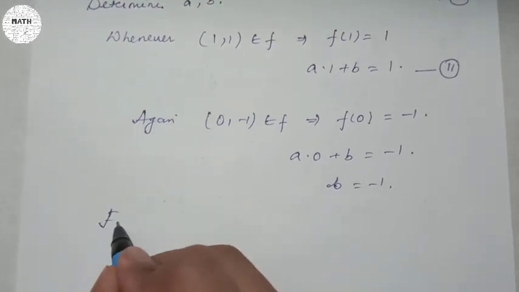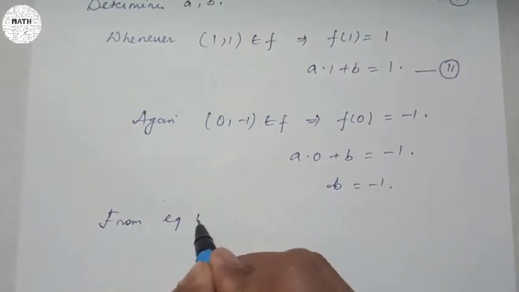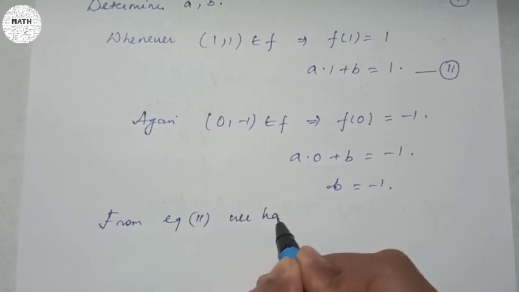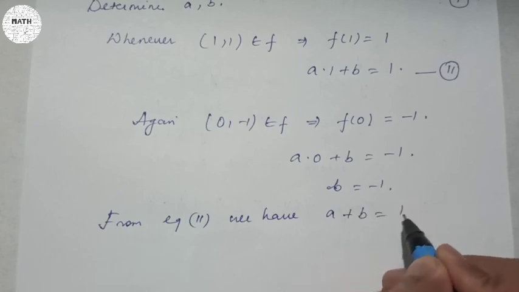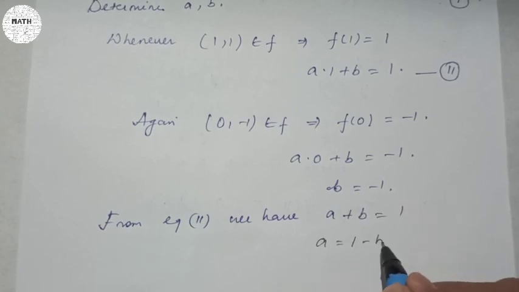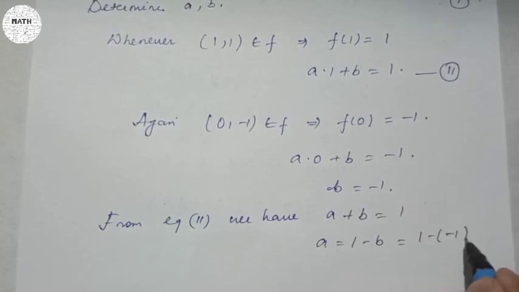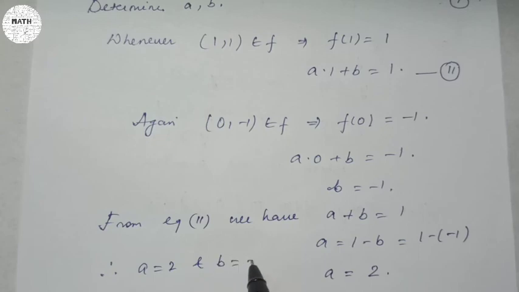So from equation 2, we have, so that will be how much? a plus b is equal to 1. a is equal to 1 minus b, that is 1 minus minus 1. So a is equal to 2. So I can say that therefore a is equal to 2 and b is equal to minus 1.